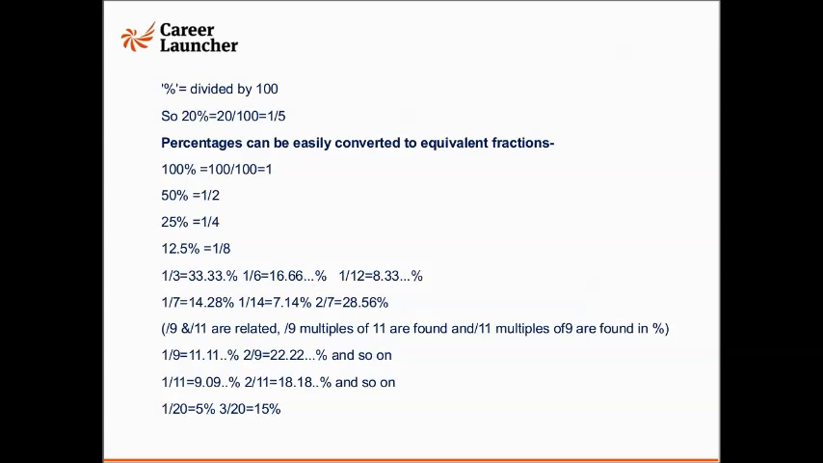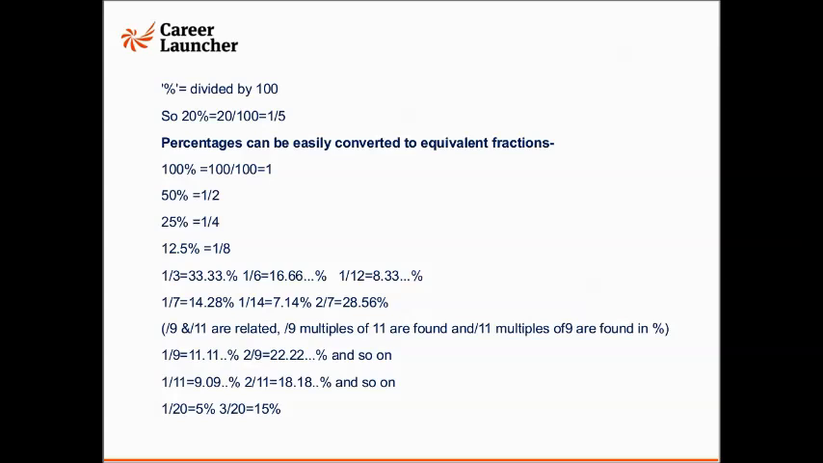Now just see the relationship between 9 and 11, multiples of 9 and 11, they are interrelated. 1 by 9 is 11.11%, right? And 1 by 11 is 9.09%. So the digits are interchanged, which will make it easier for you to mug up these values because 9 and 11 are interrelated. If 1 by 9 is 11.11%, then 2 by 9, multiplying by 2, the right hand side will also be multiplied by 2, so we will get 22.22%.